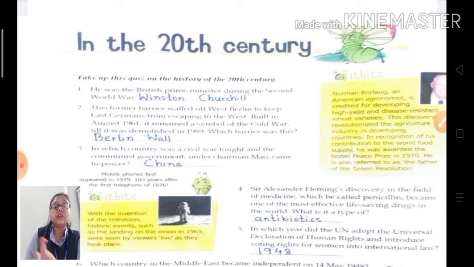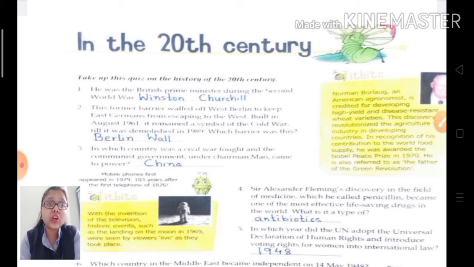Why Cold War? Berlin is divided into East and West. So that people from the East could not come to the West, they built this wall. And it was eventually demolished in 1989. And which barrier was there? What was the name of this barrier? Berlin Wall.